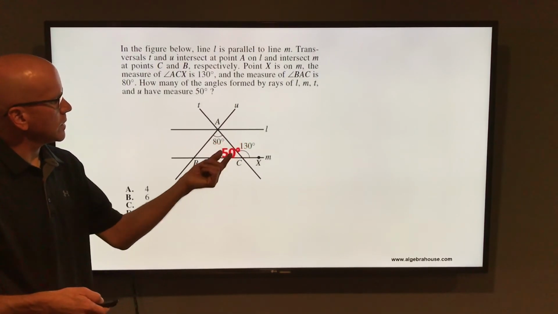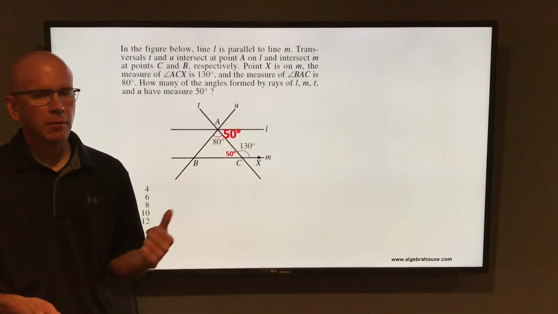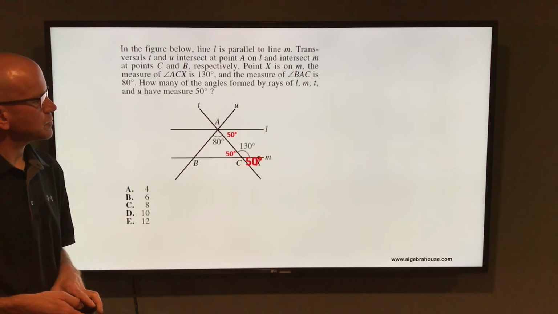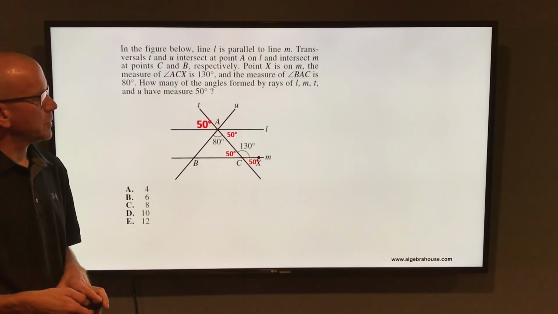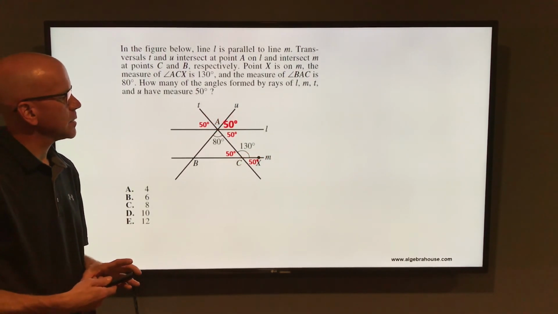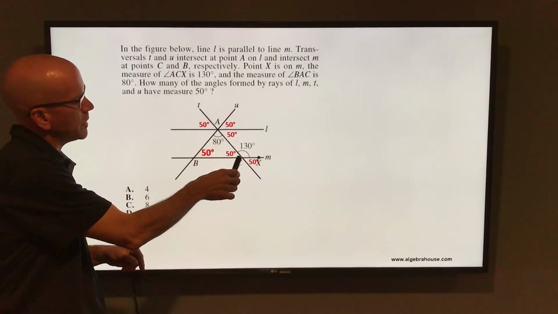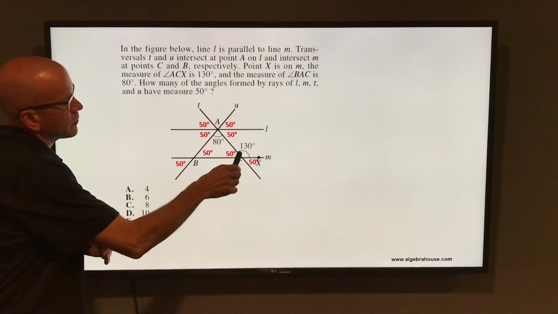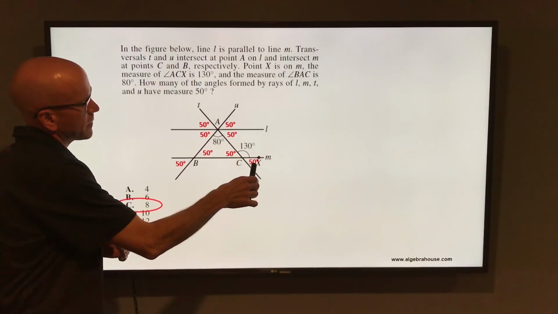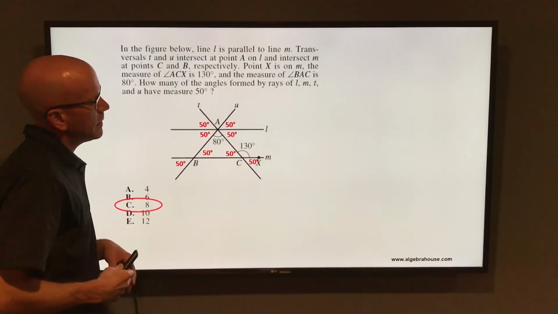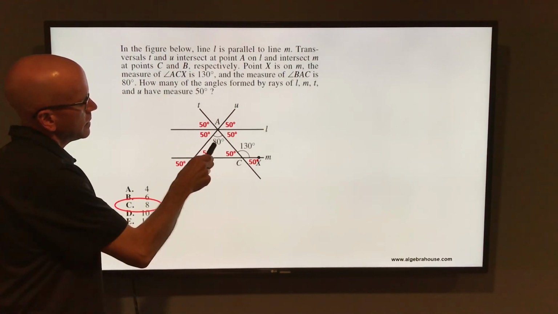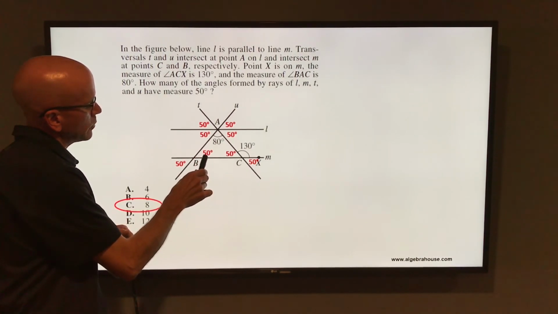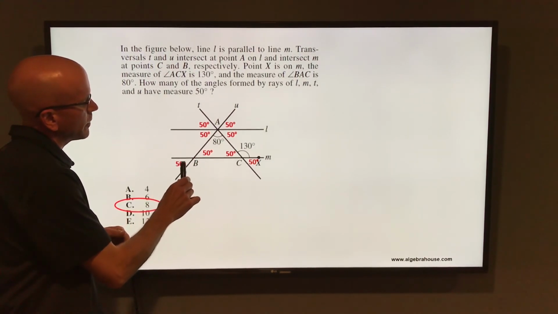Well, knowing these two angles, you can pretty much get all the other angles. And it appears there are going to be a lot of 50s. So we'll start off here around this 130. Angles in a straight line add up to 180. So if that angle is 130, then the one right next to it is 50. Next to that's 50. And then you have reasons for all the others. 80 and 50 is 130, so that angle would be 50. Vertical angles here are 50.